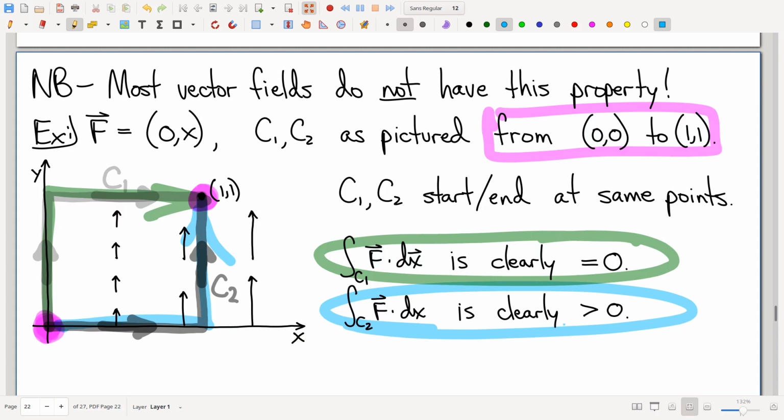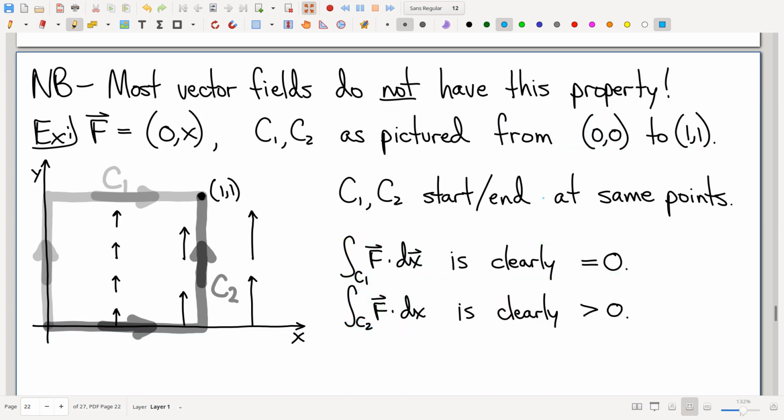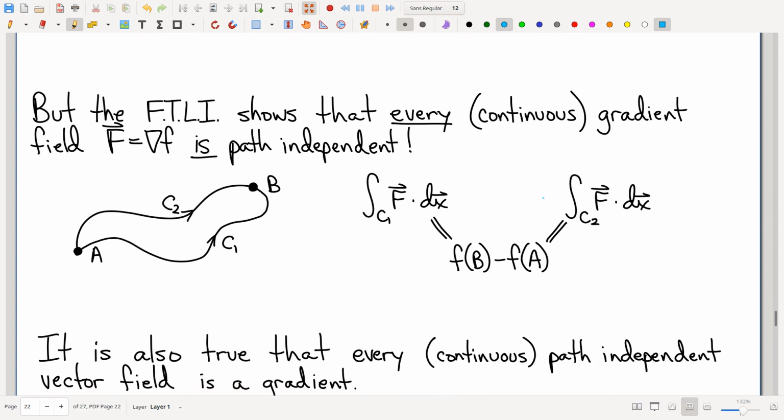And again, I emphasize, with concerns like this in mind, it's hard to imagine how any vector field could have this property of being path independent. Okay, so obviously, I wouldn't define something only to eventually show that it doesn't exist. That would be kind of silly, right? So obviously, I'm going to show you that there are some path independent vector fields. And in fact, not only are there some, there's a bunch of them.